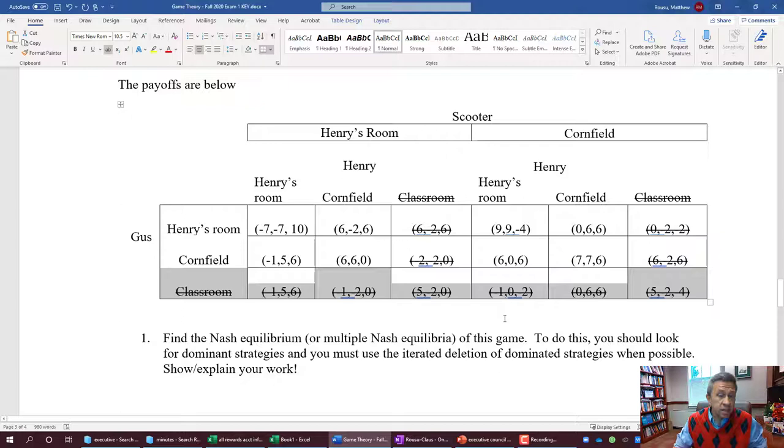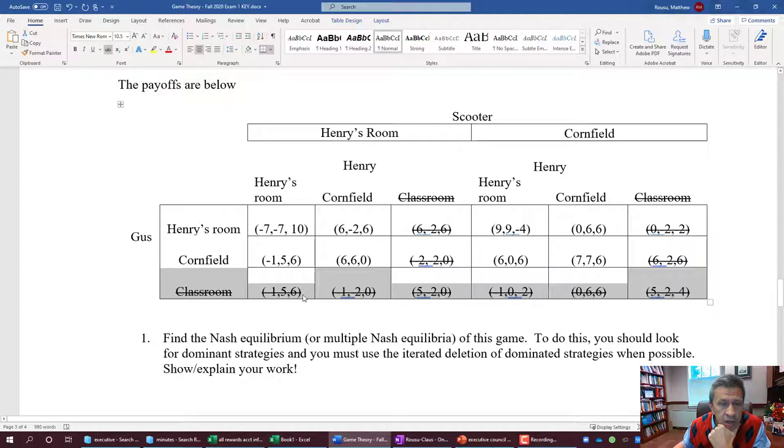Now, are there any other ways we can iteratively delete the dominated strategies? I'm going to leave you to go ahead and verify this, but there are no other options. Every other option you'd look at, there are two strategy choices remaining for everybody, Henry's Room or the cornfield. Those are the strategies available for everybody from this point on. And there are no dominated strategies for any of the players. So from that point, then we can look through. We have done the iterated deletion of dominated strategies.